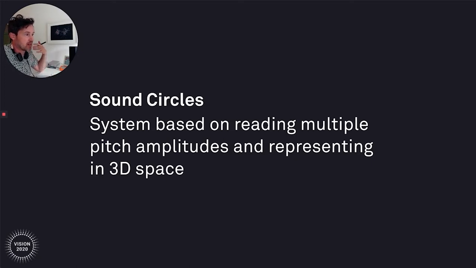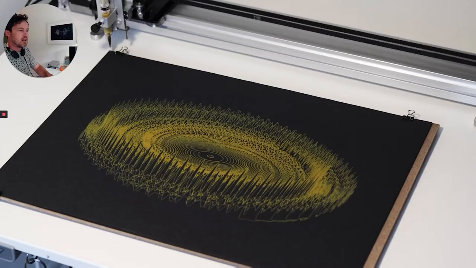So this one, instead of reading MIDI, I look at a very small chunk of audio, like a second or half a second. I look at lots of different frequency bands and read the strength of each frequency band. And that gives me these circles here. So this is one I did for a friend, this piece of drum and bass music.